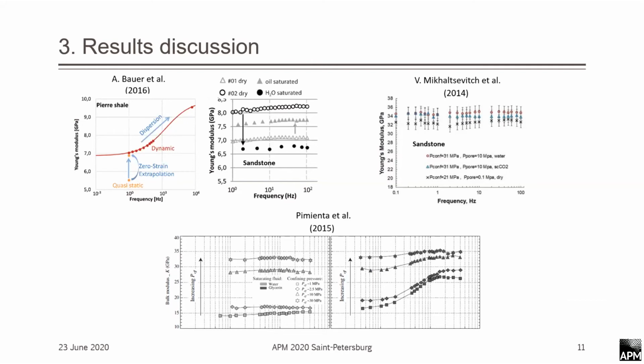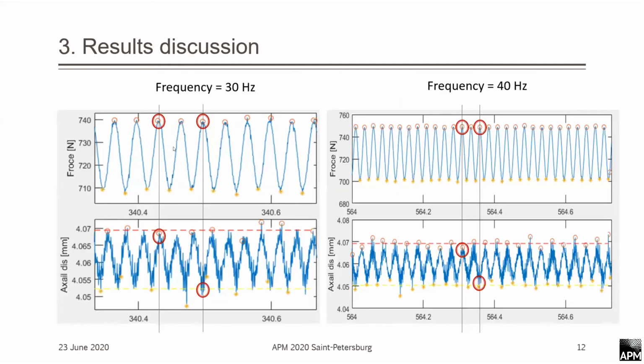This is the first reason, and we can also see that rocks that have more elastic properties, for example shales, have such kind of dispersion. The second reason for dispersion is the phase shift of energy and energy dissipation.